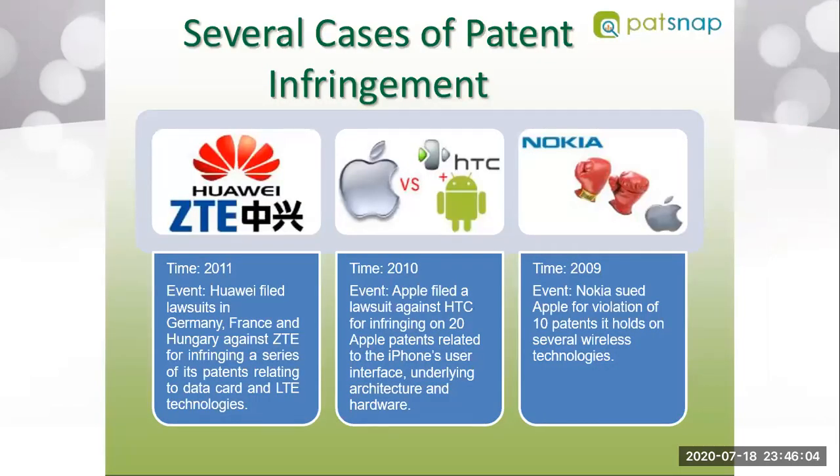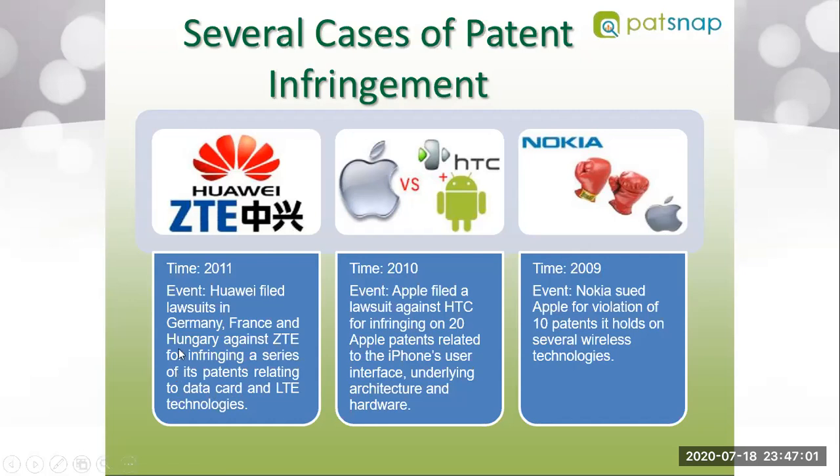Now we will know about some cases of patent infringement. For example, in 2009, Nokia sued Apple for violation of 10 patents it holds on several wireless technologies. That means Nokia patented several wireless technologies that Nokia thought Apple copied. In 2010, Apple filed a lawsuit against HTC for infringing on 20 Apple patents related to the iPhone's user interface, underlying architecture and hardware. That means Apple filed cases against HTC for almost 20 features of the iPhone that HTC uses from Apple.